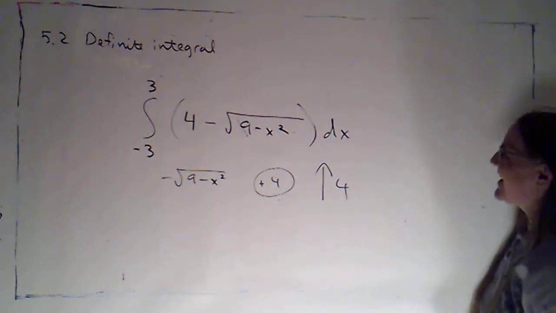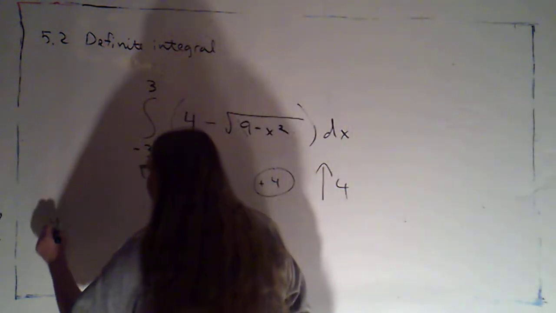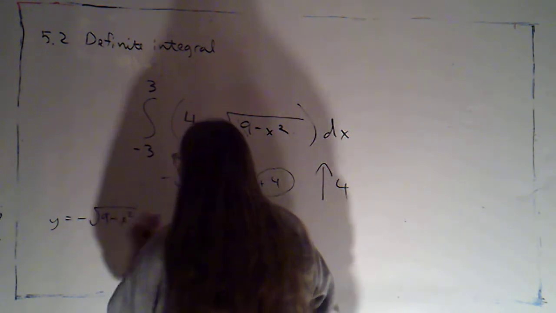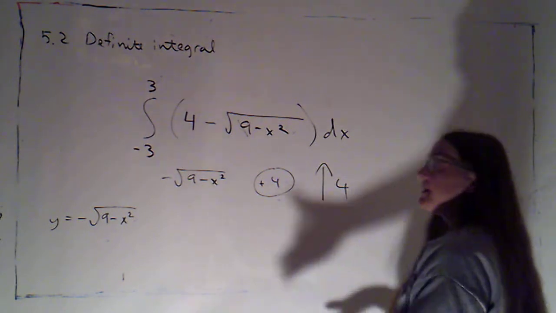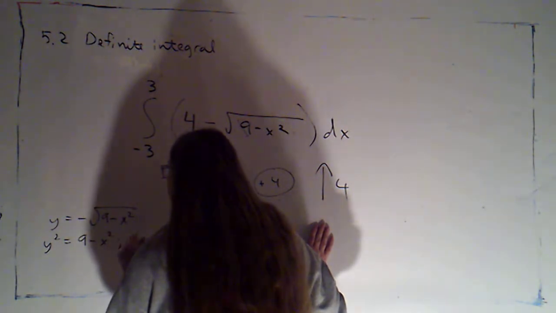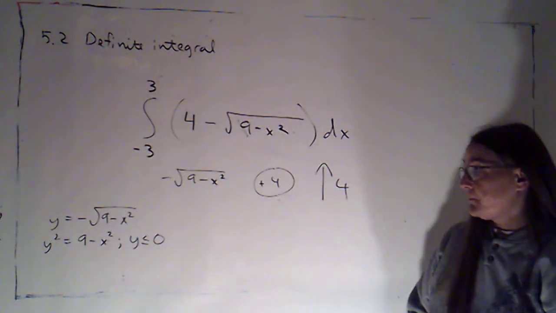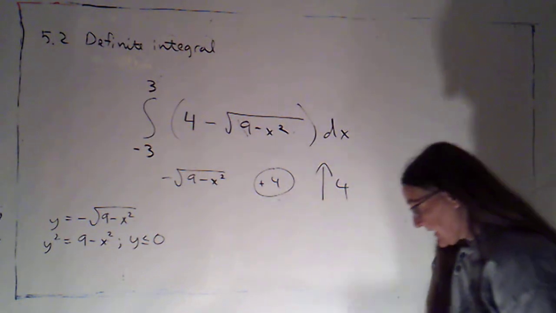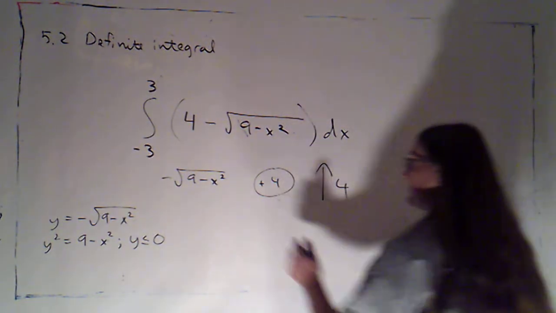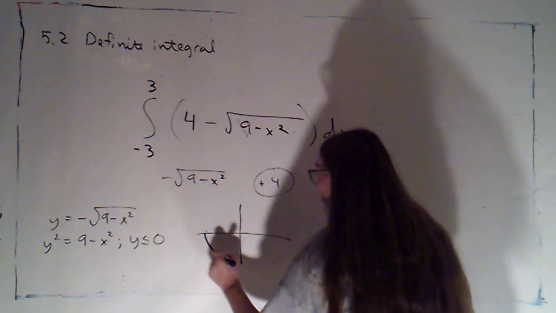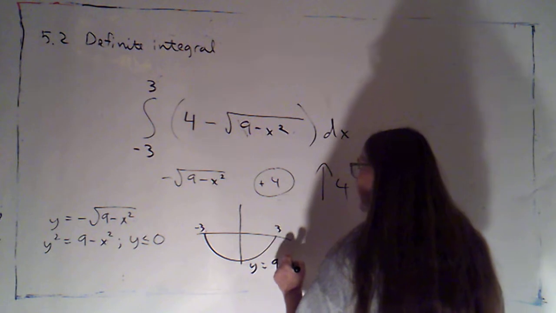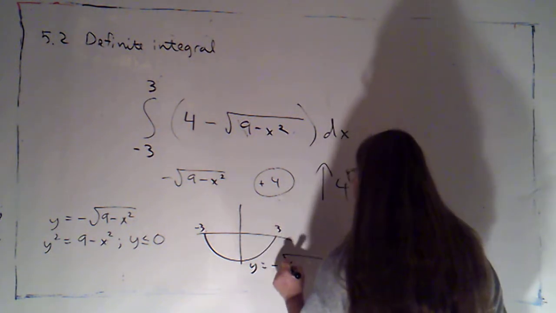Welcome back. Okay, so I'm going to follow my own hint. I'm going to start with y equals negative the square root of 9 minus x squared. Now if I square both sides, that becomes y squared equals 9 minus x squared, and y is less than or equal to 0. Okay. I'm going to recognize that that is the bottom half of a circle of radius 3. So we would go from negative 3 to 3, and that's just y equals negative the square root of 9 minus x squared.